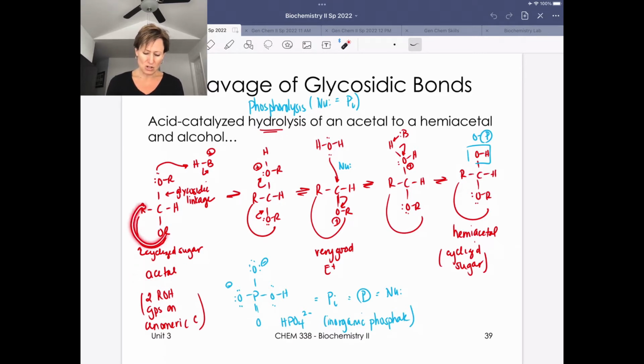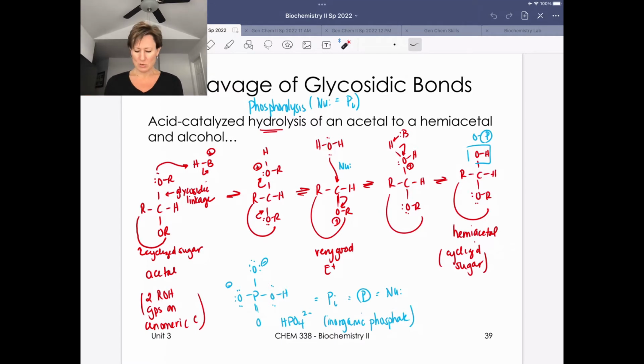Okay, so here's our acetal. Again, our cyclized sugar, our glycosidic bond that we're breaking, so we're going to protonate the oxygen of our glycosidic linkage, which makes it a good leaving group. Just like we saw when we linearized sugars, we're basically going to be using the lone pair of electrons on oxygen here, and we're going to be breaking that glycosidic bond. So now we've broken this bond, okay? And so we've generated something that is very electrophilic.